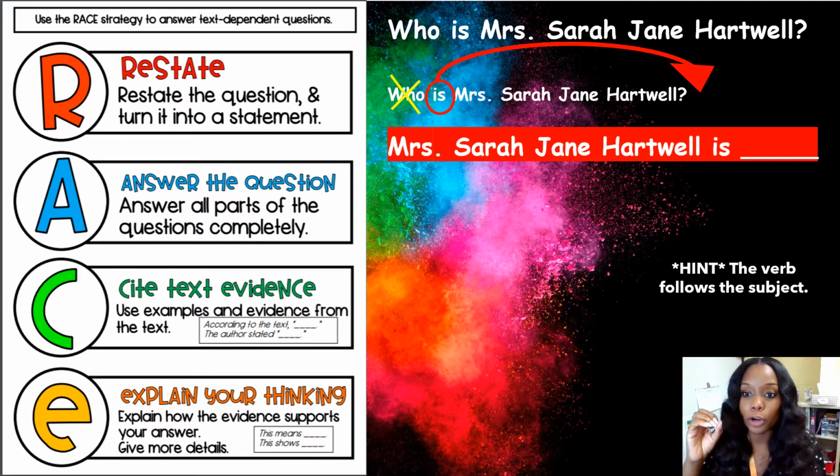We move the verb to the end of the sentence, okay? So if you look at your screen, you see a red rectangle and the R part of our RACE has been blocked off, and that is Miss Sarah Jane Hartwell is. That is the end of the R for RACE.